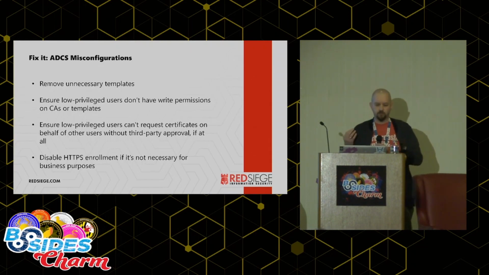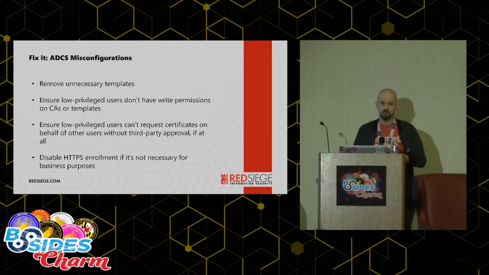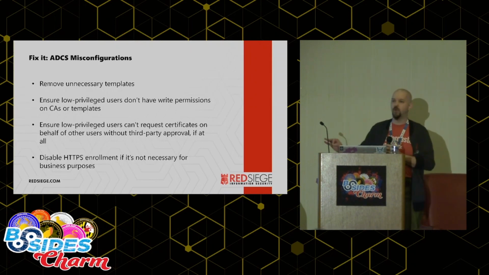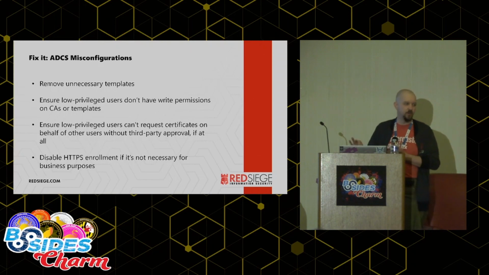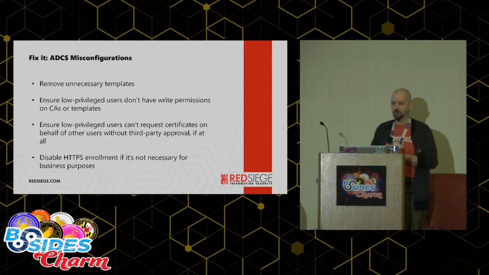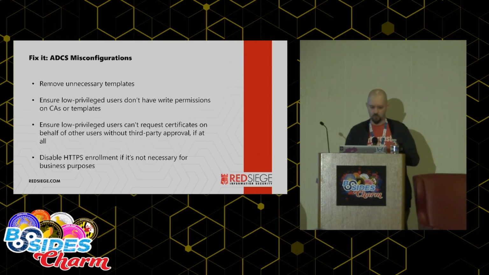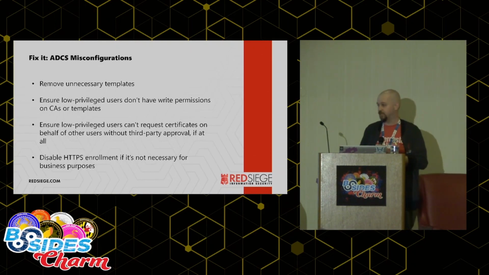Number 3, if you need low privileged users to be able to request certificates, that's fine. There's another setting you can turn on that says, oh, by the way, a third party has to sign off on this. And if that third party is paying even a modicum of attention, that will cut off most of this because you can't do it silently anymore. And the last one, disable HTTP, HTTPS enrollment, again, if you're not using it.